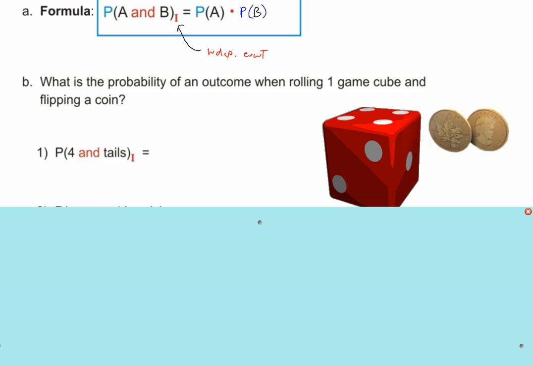Somebody raise your hand and tell me what would be the probability of rolling a 4 on the game cube. Brendan? 1/6. There's one 4 on the game cube, and there are 6 total spots on the game cube, right? So there's one 4 and there are 6 total spots. And then flipping the coin. Somebody raise your hand. What's the probability of flipping a coin and getting tails? Amber? 1/2. So this is a straight multiplication.